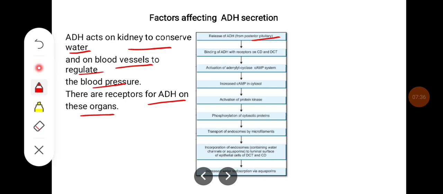So binding of ADH with receptor on CD and DCT causes activation of adenylate cyclase system where it increases cyclic AMP levels that activates protein kinases and that helps in the transport of endosomes by microsomes to the luminal surface of the epithelial cells. So aquaporin comes to the luminal surface and there will be increased water reabsorption via these aquaporins.